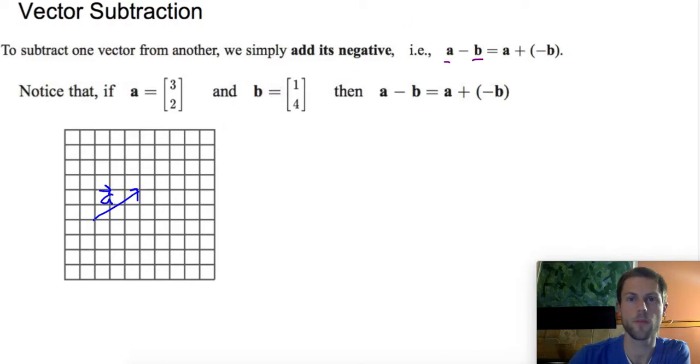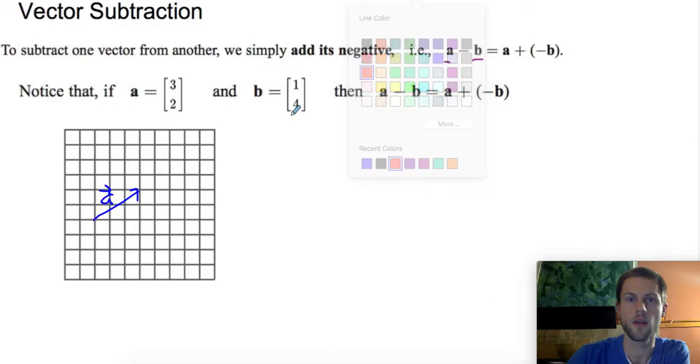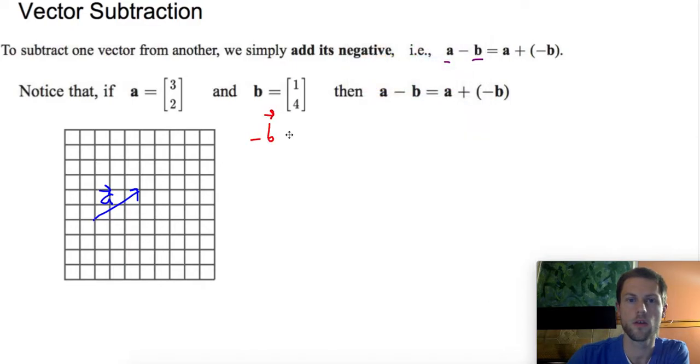And if this is vector B, then negative B should equal negative 1, negative 4. So let's add that to vector A. I'm going to add a -1 in the horizontal direction and a -1, 2, 3, 4 in the vertical direction. This is negative B. So the sum of these two vectors is going to be this resultant right here, from my starting point to my ending point. And this is A minus B.